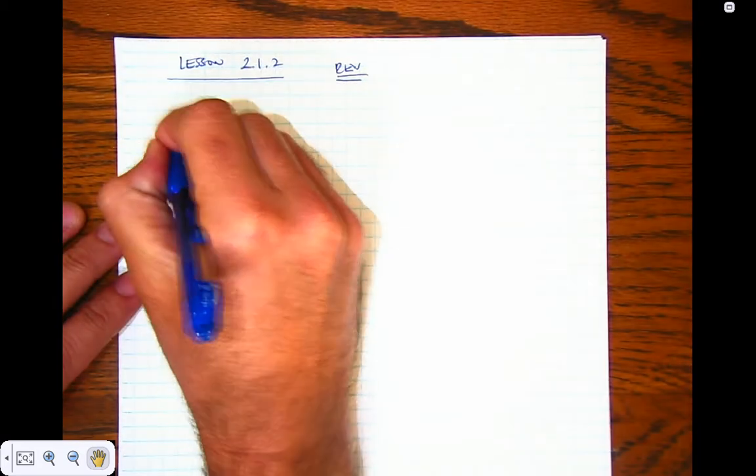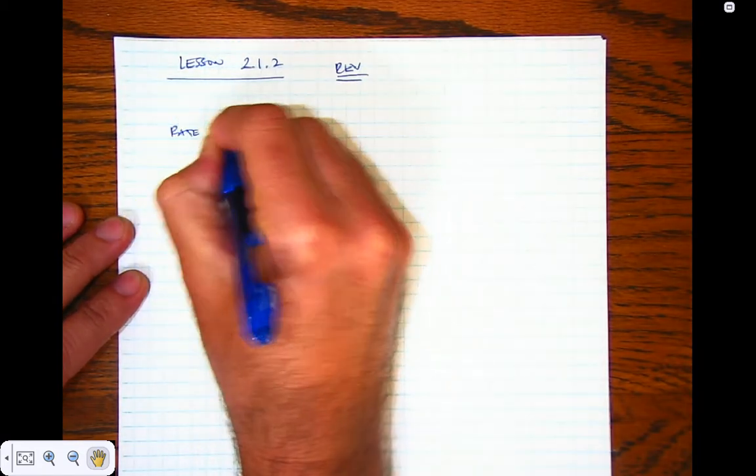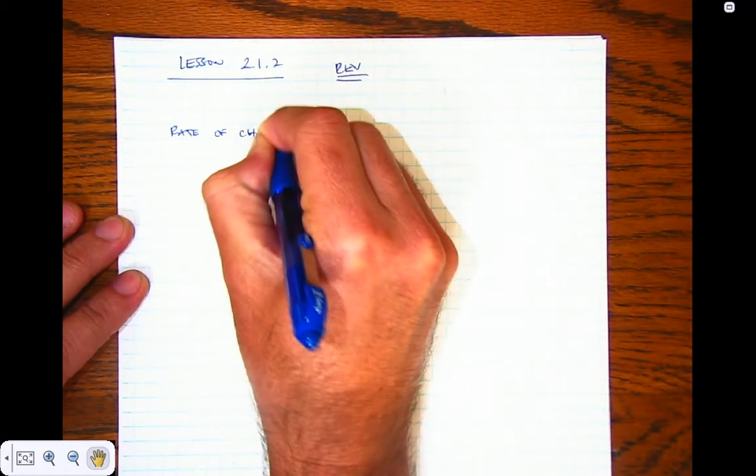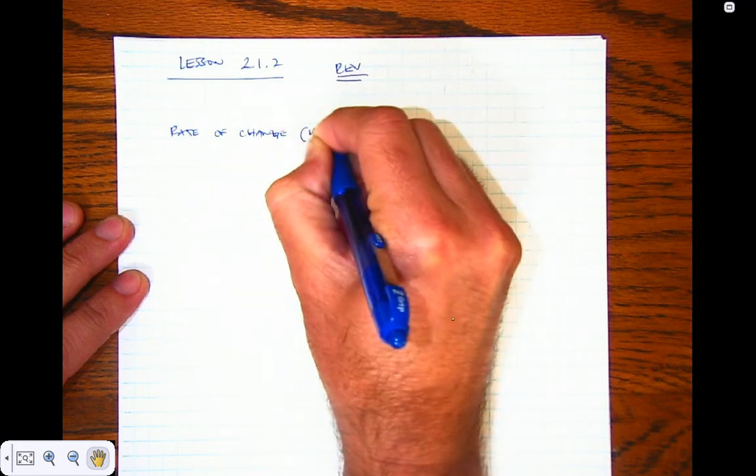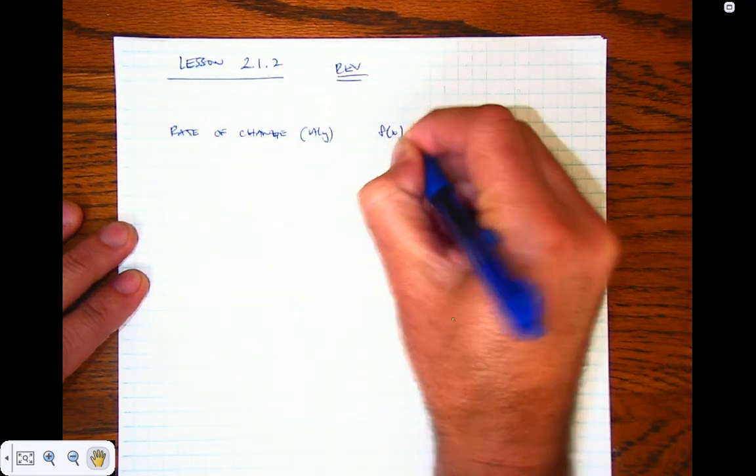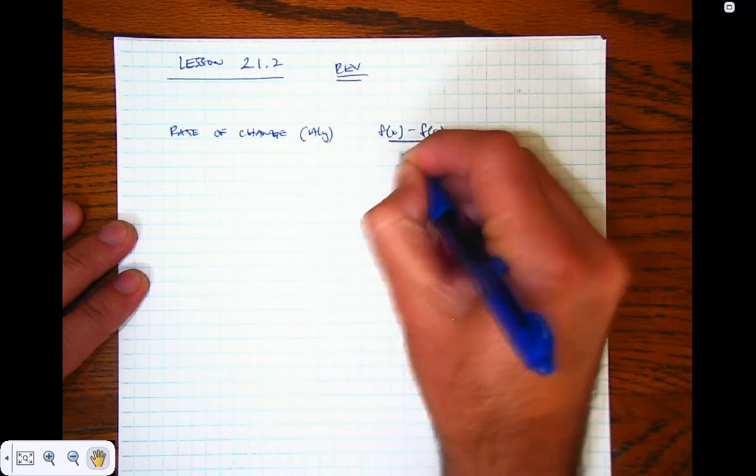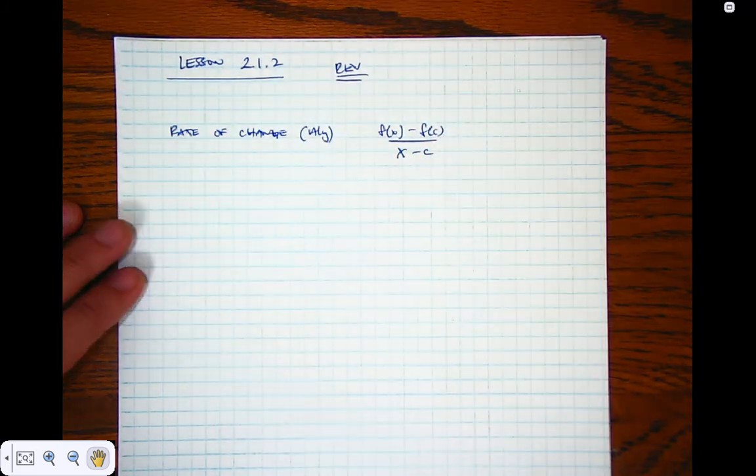So yesterday we talked about finding the rate of change, which is an old topic, right? We know it's algebra, and it's simply the y value minus a different y value over the x minus the other x value. Okay, so that's just the rate of change.